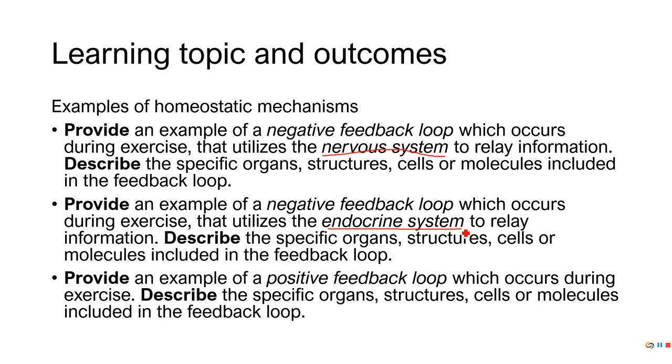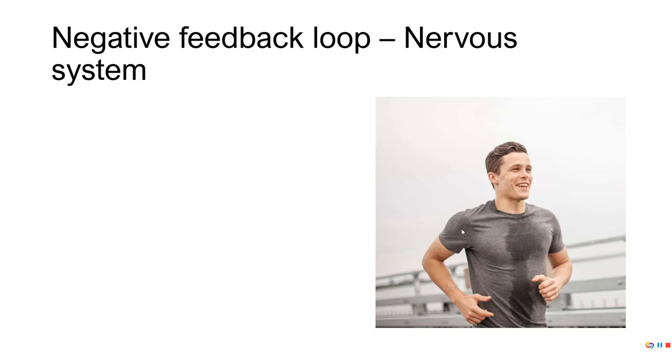All right, generally we use a negative feedback loop, so we're trying to bring things back down to normal. But in some cases, we use positive feedback loops even during exercise, which will actually amplify changes. And so I'm going to give you an example of each of these three things. So the first one here is involving the nervous system. So when we begin exercise, you've got to remember that exercise is a stressor.